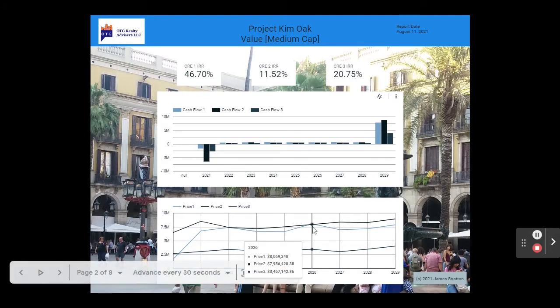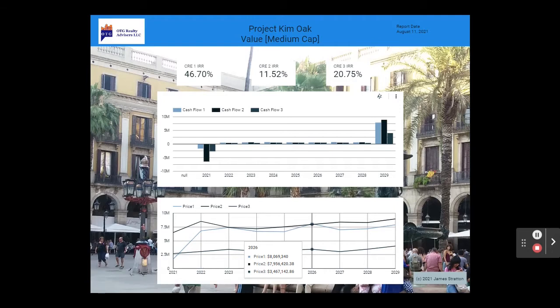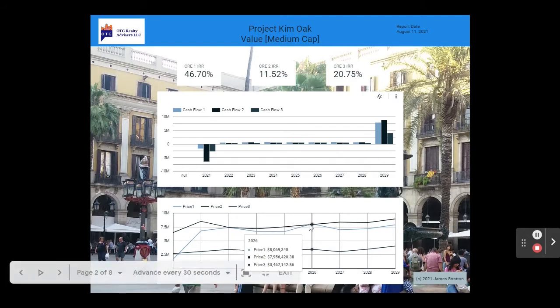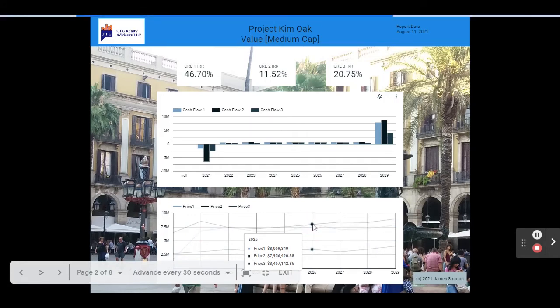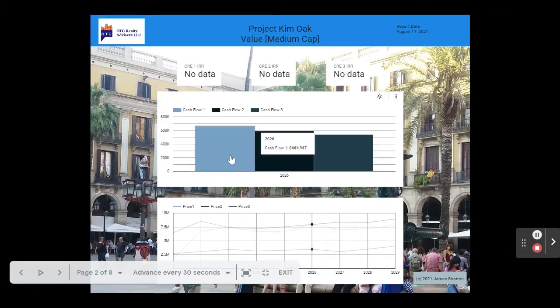If we hover over this, we can see what the projected future asking price is for this particular property. Property number one would be selling, or asking price would be, 8 million and some change. Property number two, almost 8 million. And property number three is almost 3.5 million. But if we want to drill into it and see what our cash flows would look like too, we can do that as well. If we drill into it, it tells us what our cash flows would be. So property number one would be approximately 665,000 a year.